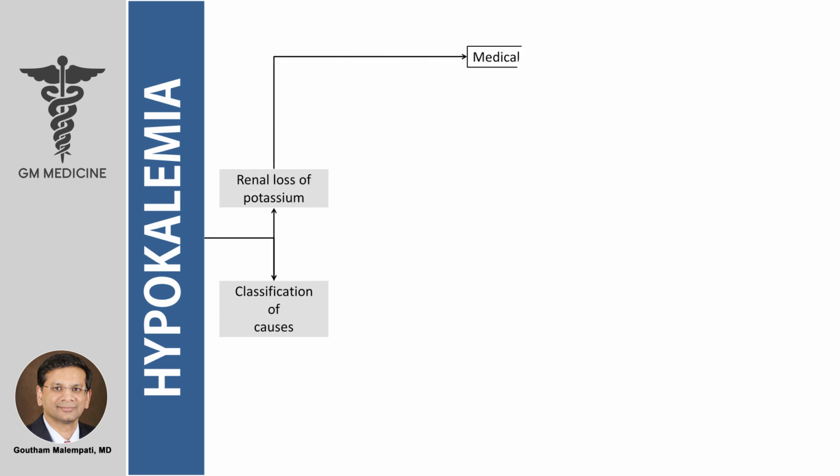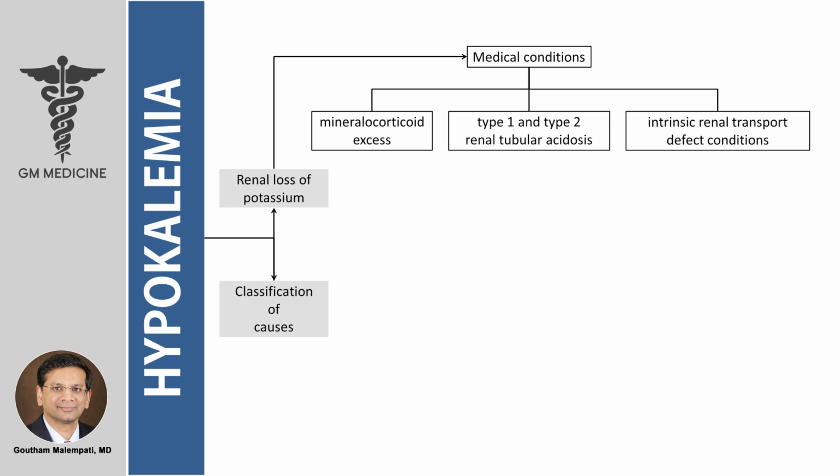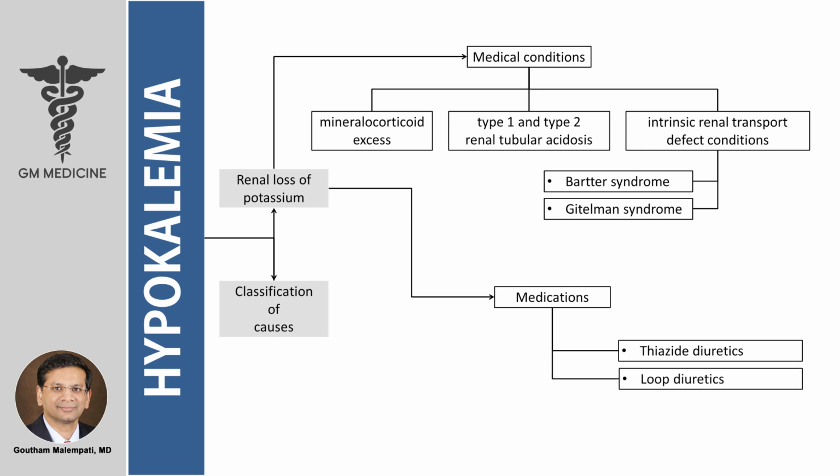Some of the medical conditions that can contribute to renal loss of potassium are mineralocorticoid excess, type 1 and type 2 renal tubular acidosis, intrinsic renal transport defect conditions such as Bartter syndrome, Gitelman syndrome. Medications that can cause increased renal loss of potassium are thiazide diuretics, loop diuretics, exogenous corticosteroids.